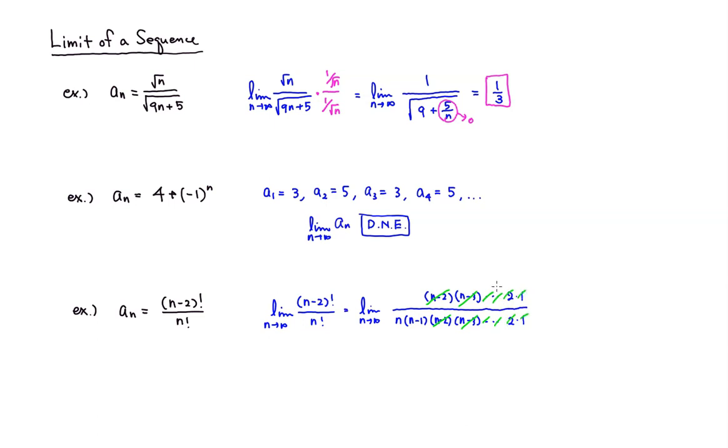What's left is basically 1 on top, and then you have n times n minus 1 on the bottom. As n approaches infinity, the denominator approaches infinity, so 1 divided by a really big number is going to be equal to 0. So this particular sequence approaches 0. That's it. I hope that this was clear.